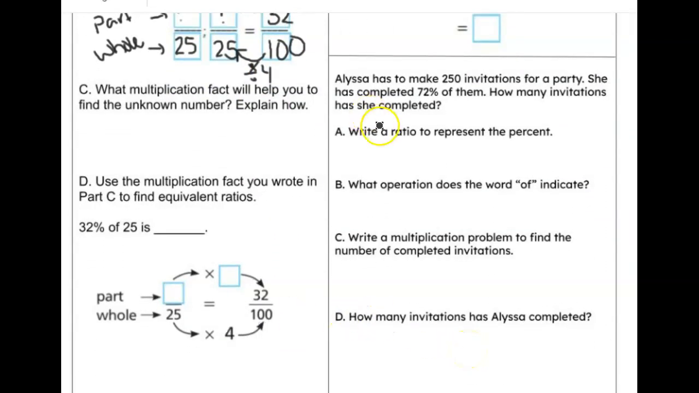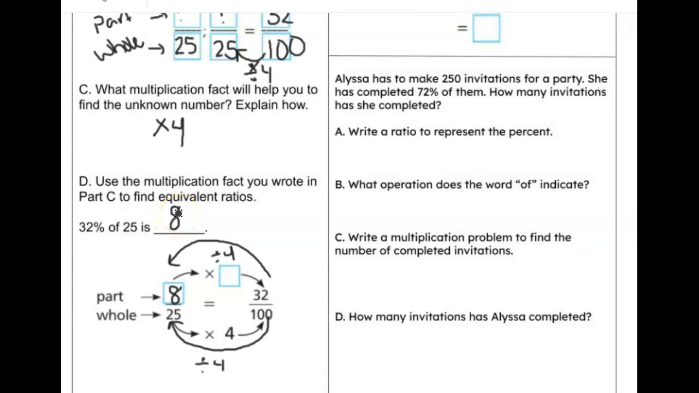What multiplication fact will help you to find the unknown factor? It's going to be the 4, because I know 100 divided by 4 is 25. We're going to use the multiplication factor you wrote in part C to find equivalent ratios. So we don't know that, but we know this. So I'm actually going to work backwards and I'm going to divide by 4. And I'll divide by 4 on top. And I get 8. So 32% of 25 is 8.